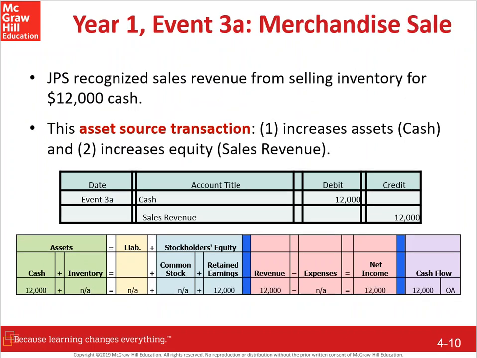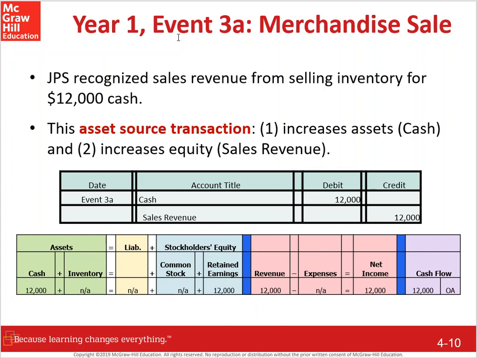So speaking of selling, here's our first sales entry that we're going to do together. JPS recognized sales revenue from selling inventory for $12,000 cash. So we sold a bunch of stuff to customers for $12,000 cash. So cash is going up with a debit, and sales revenue is going up with a credit. So an asset source transaction making both sides of the equation increase. Retained earnings is going up because we have revenue, which is resulting in an increase in our net income. And our cash flow type, of course, is OA.